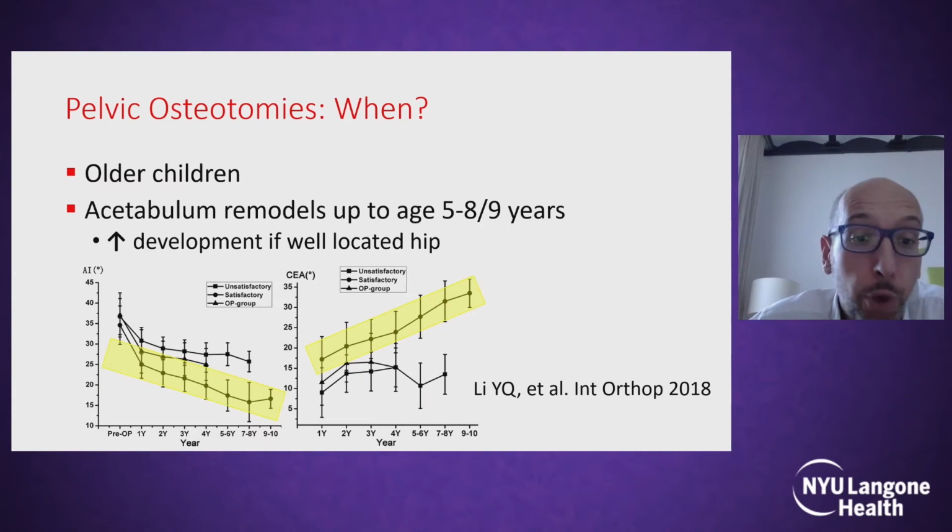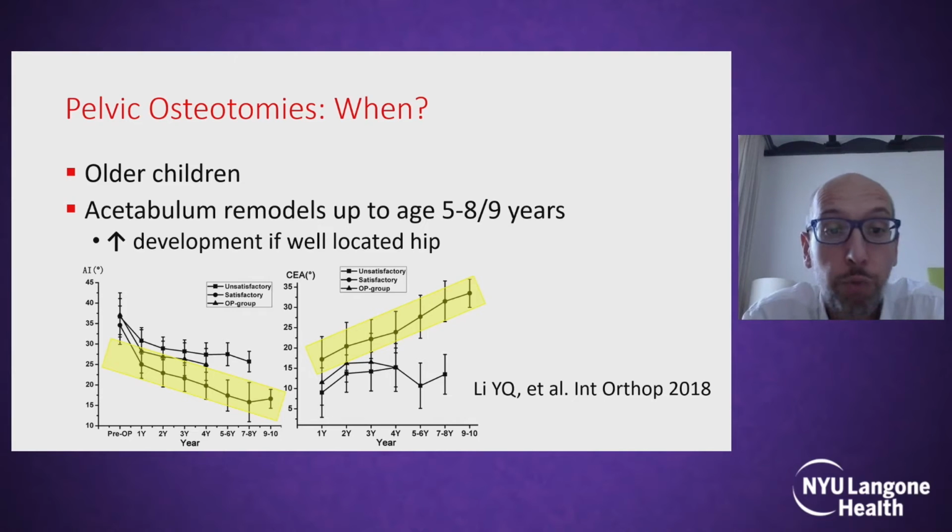And another important point, and this is the second variable that has to be taken into the treatment algorithm, is that the acetabulum tends to develop for a longer period compared to what was previously thought. Recent publications have shown that the acetabular index and the center edge angle tend to improve over a period of 8-9 years, so up to age 8-9, if the hip is well located.